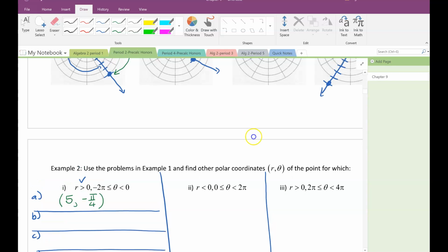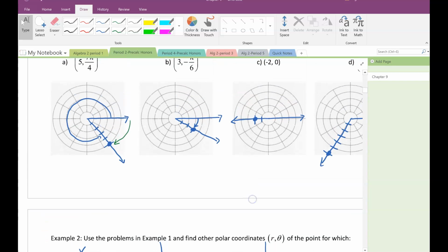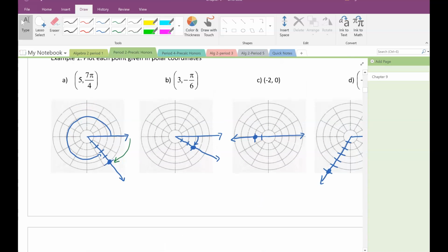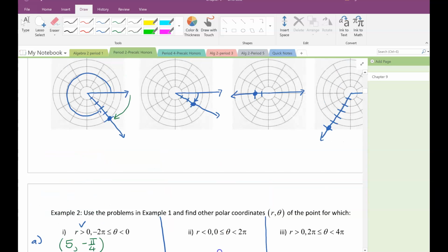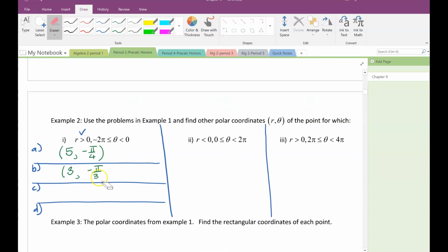Okay, now let's go to B. In B, again, we already have a positive radius of 3, and we already have a negative angle, so we don't have to change anything on B. So we will keep it exactly, was it a pi over 3 or pi over 6? Negative pi over 6.